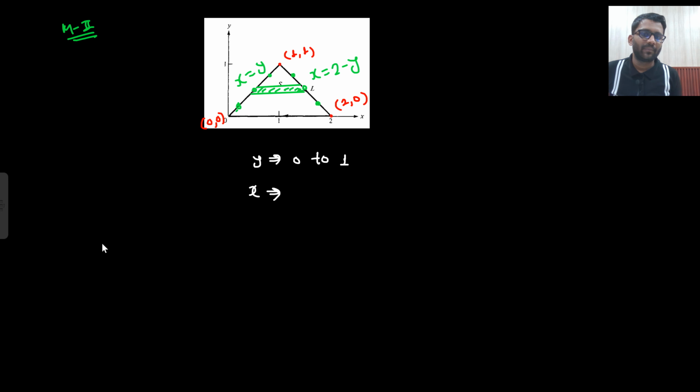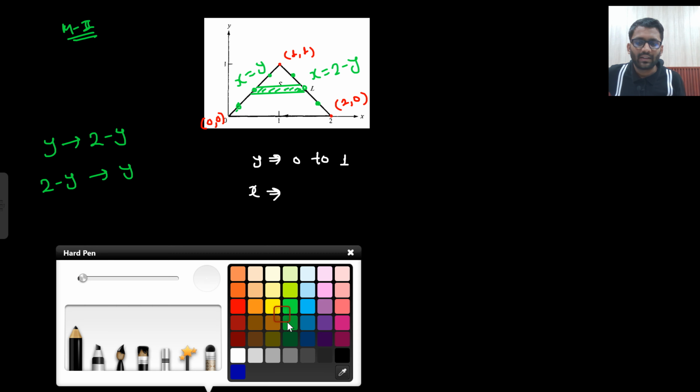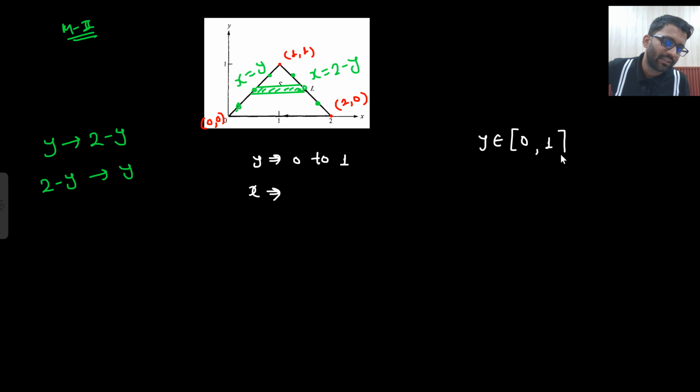Now you need to take the limit. So will you take the limit from y to 2 minus y, or from 2 minus y to y? Think about it. From where to where will you take the limit? Tell me one thing. In this particular graph, what is the range of y? The value of y is changing from 0 to 1.